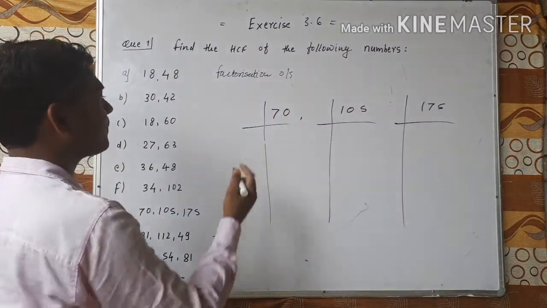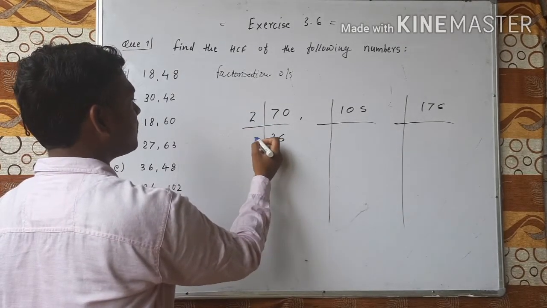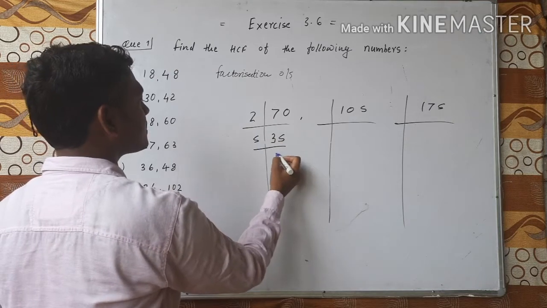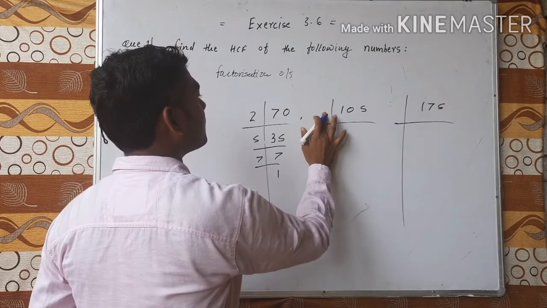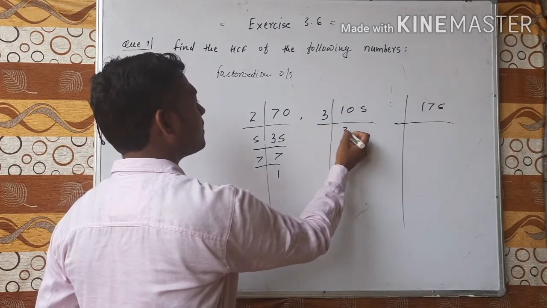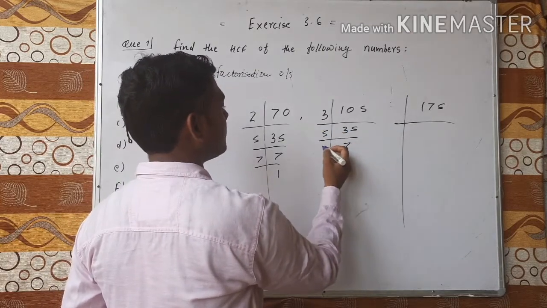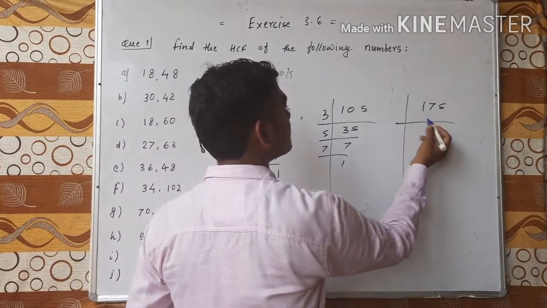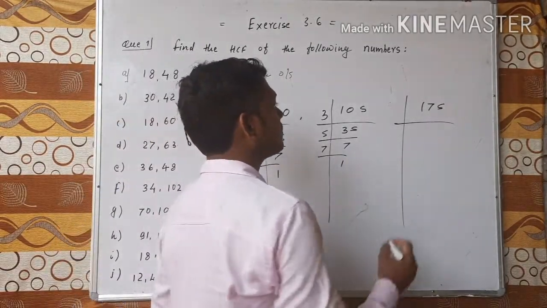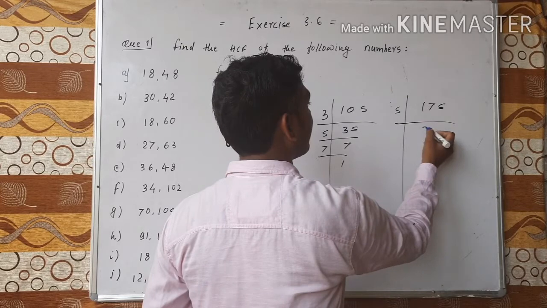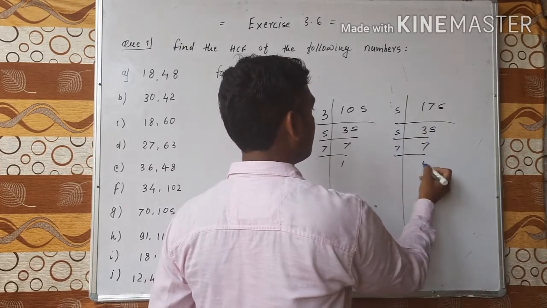70 is divisible by 2, 2 35 times, 5 7 times, then 7 1 times. 105 is divisible firstly by 3, 3 35 times, 5 7 times, 7 1 times. And 175 is divisible by 5, 5 35 times, 5 7 times and finally 7 1 times.